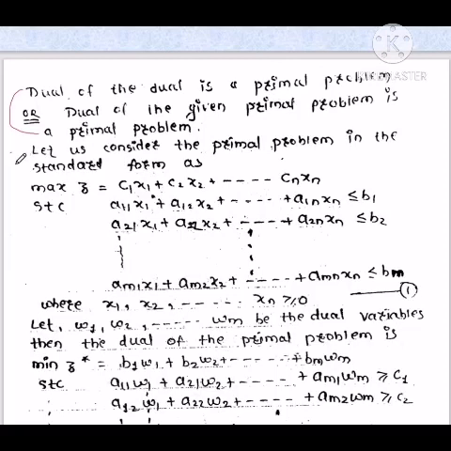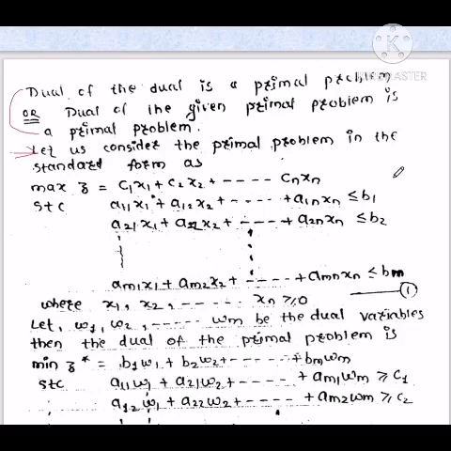Okay, so let us see the proof of this theorem. Let us consider the primal problem in standard form, which is given as: maximize z equal to c1 x1 plus c2 x2 plus and so on plus cn xn, subject to the constraints a11 x1 plus a12 x2 plus and so on plus a1n xn less than or equal to b1, a21 x1 plus a22 x2 plus and so on plus a2n xn less than or equal to b2, and in this way the mth constraint is am1 x1 plus am2 x2 plus and so on plus amn xn less than or equal to bm.